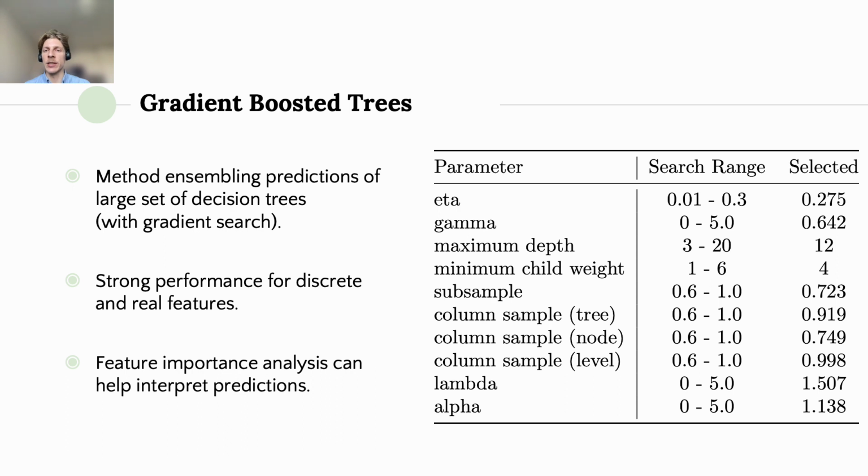For the task, I used a gradient boosted tree algorithm, specifically XGBoost. This method ensembles predictions of multiple decision trees which are found based on gradient search. I use this method because it is applicable for data described by both discrete and real features. Also, the predictions of this method can be interpreted with feature importances. For hyperparameter search, I used Bayesian search in the search ranges shown here and finally selected the values shown in the table.